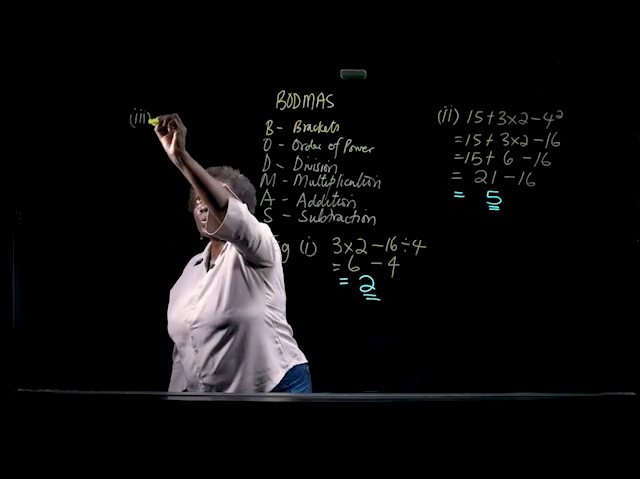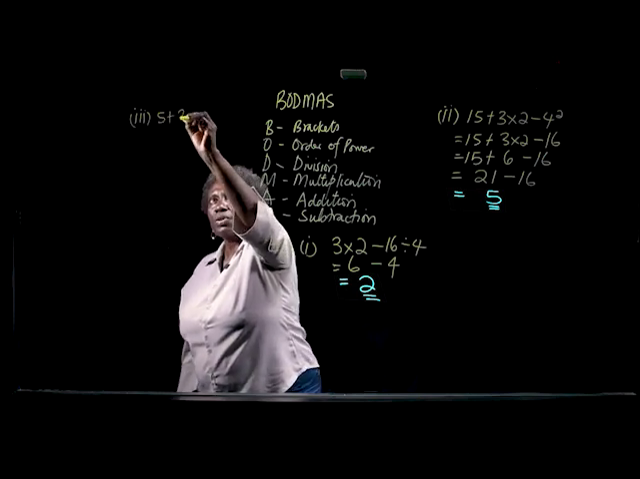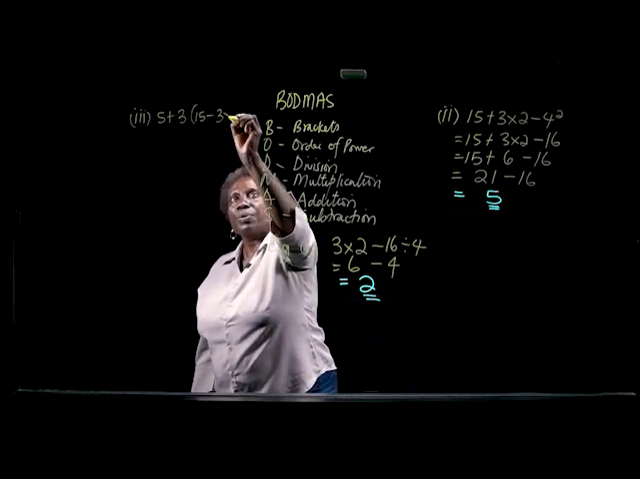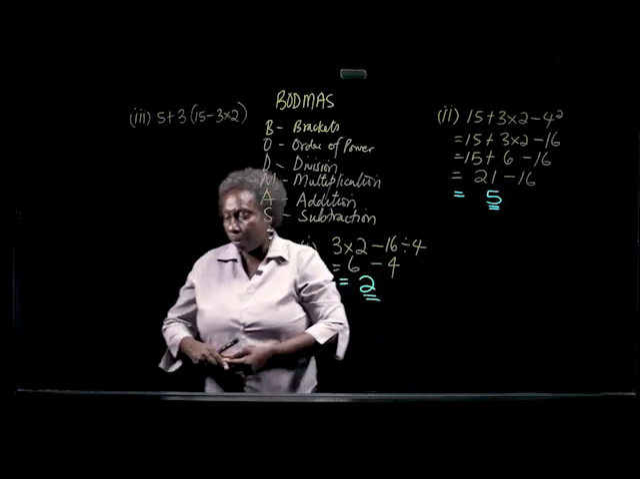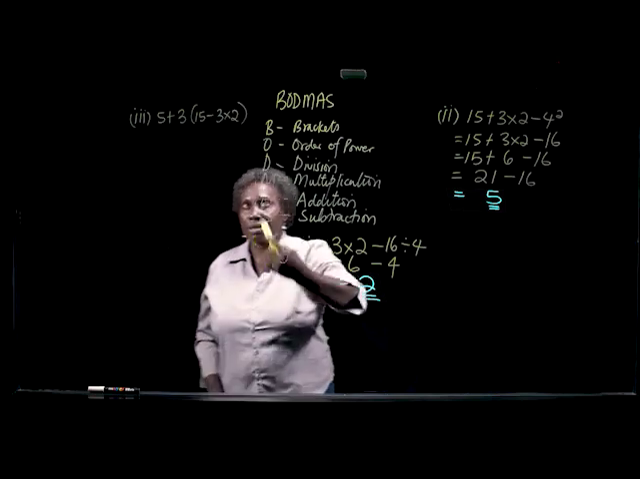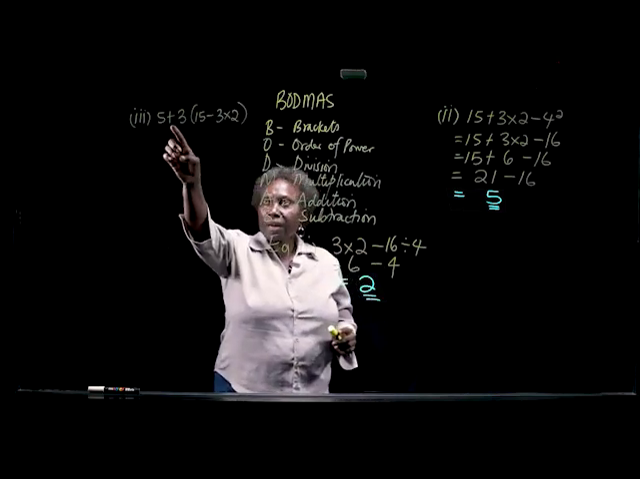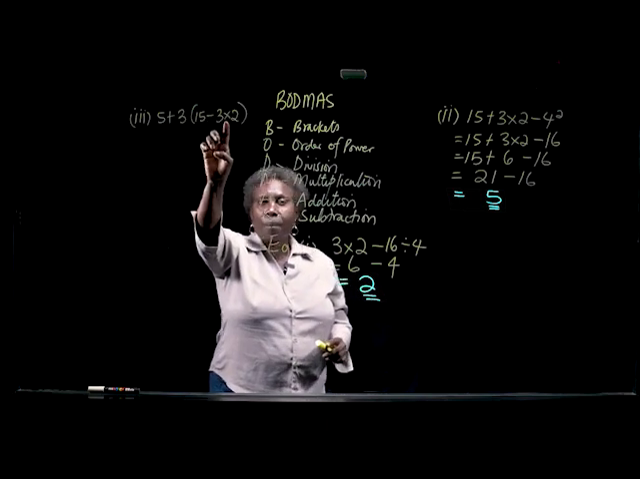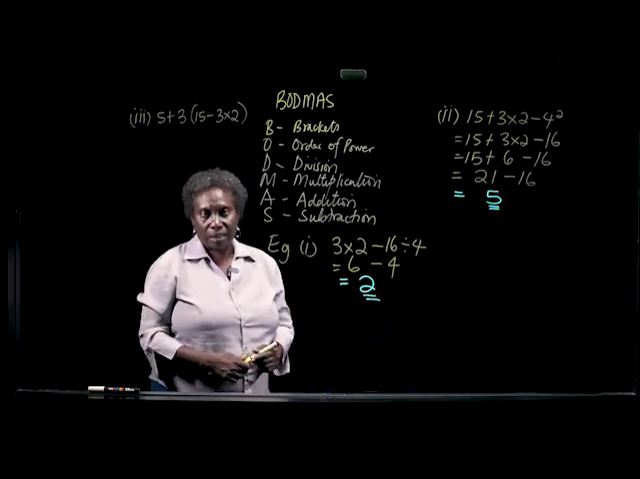For example 3, we have 5 plus 3 times bracket 15 minus 3 times 2 close bracket. Now, in example number 3, we can see that we have brackets there. We have addition. Inside the bracket, we have subtraction and multiplication. Now, we are going to start with the brackets first.